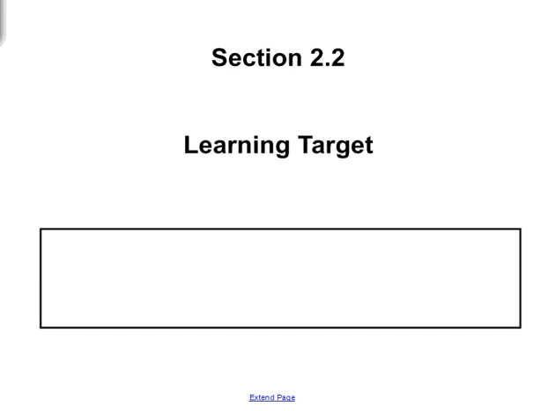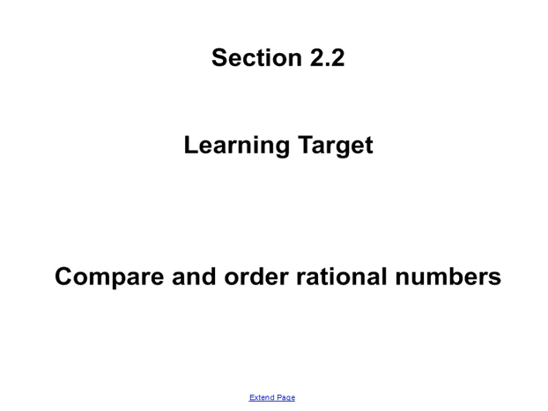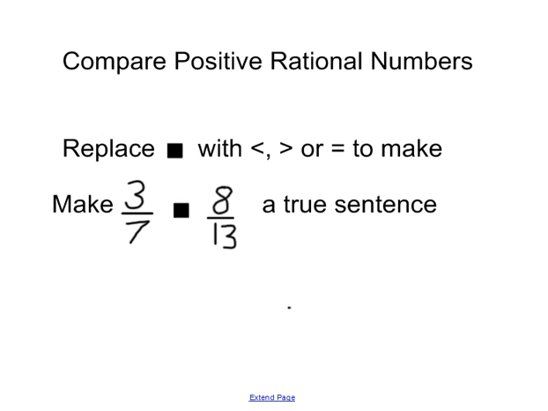We're going to start our second section in Chapter 2, so that is Chapter 2.2 for the second section. And as always, we start with our learning target. Our learning target for today is compare and order rational numbers. So let's jump right into it here.